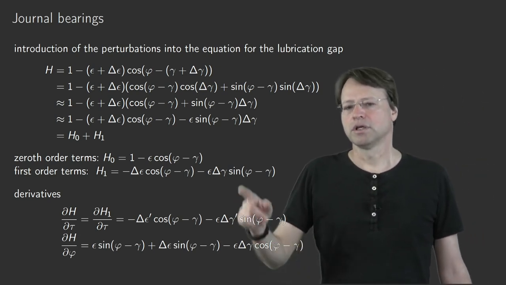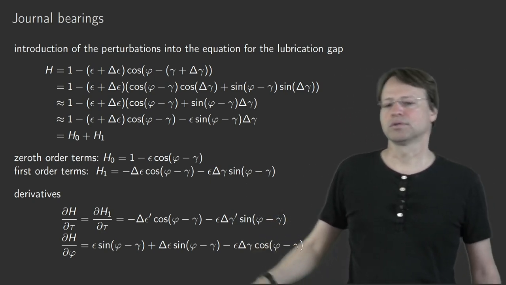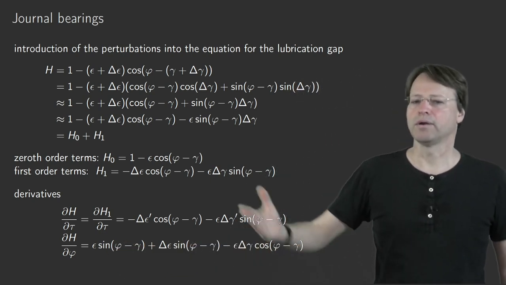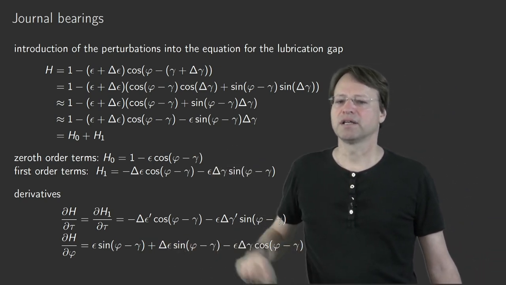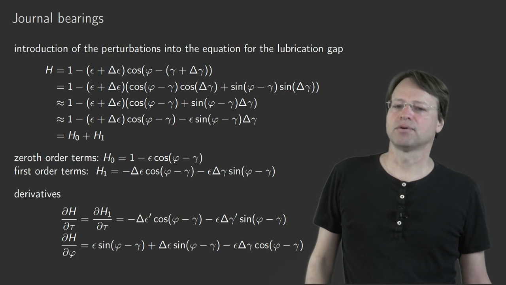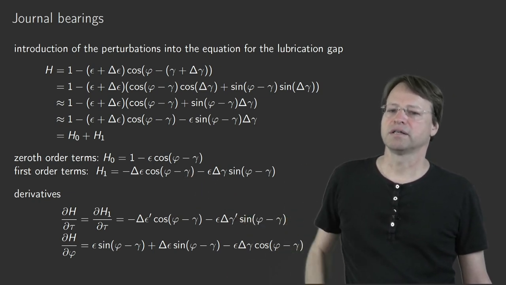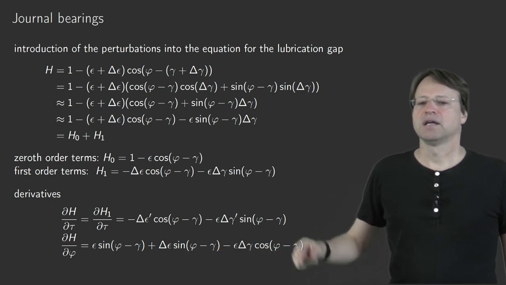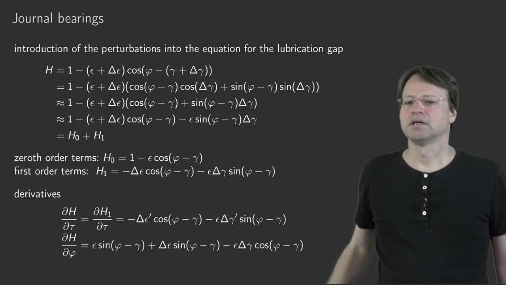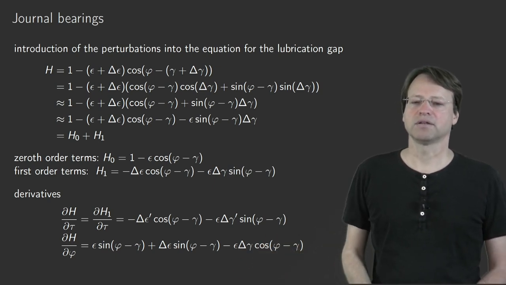Now we also have the derivative with respect to phi. And now, of course, the zeroth order term is allowed to produce a derivative with respect to phi. Why not? The cosine phi clearly will do that. So we get E sine phi minus gamma from the zeroth order term, and from the first order term, we get the delta epsilon sine phi minus gamma, and we get epsilon delta gamma cosine phi minus gamma, though with a negative sign.